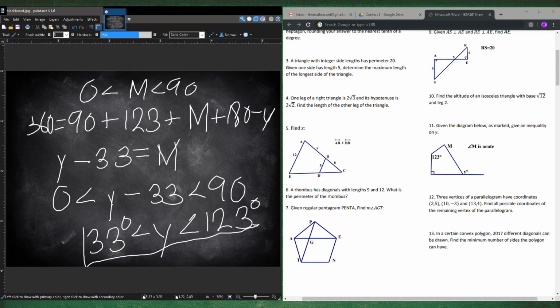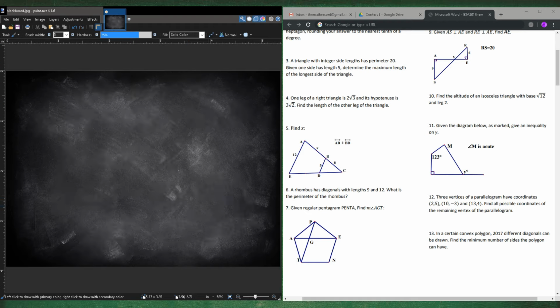Make sure you don't forget it's between two numbers, because it cannot be negative if you think about it. Okay, so that's the answer. It's between 33 and 123.